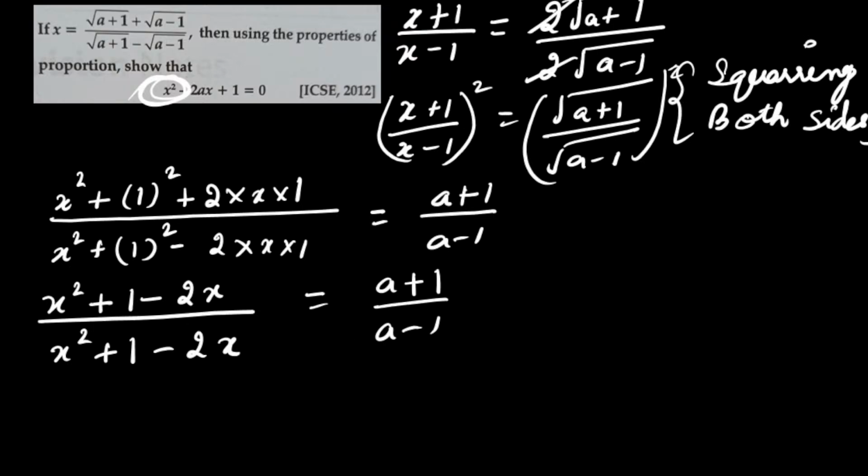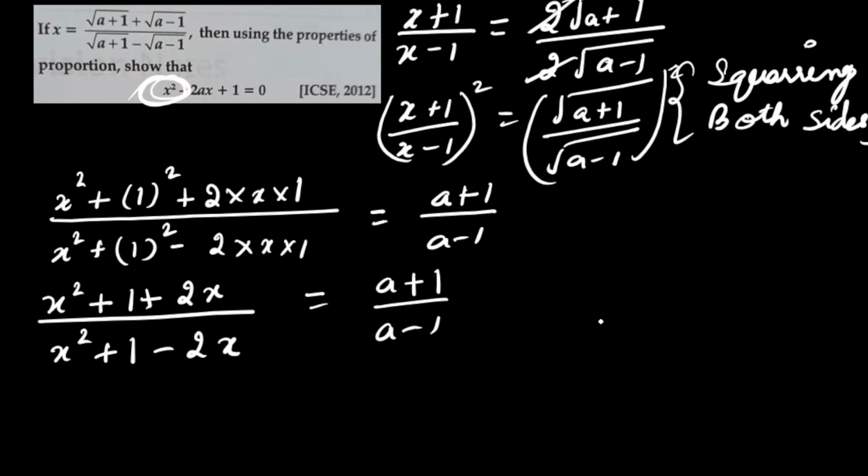It's minus 2x. This is plus. Okay, so further, should we apply componendo and dividendo again, or directly simplify this? Plus should come. Okay, Aditya, I have corrected it. So shall we again apply componendo and dividendo, just to simplify this?